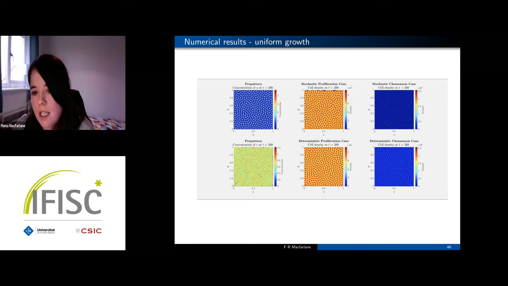For the chemotaxis case, we see that things are a little bit more stochastic in the individual based model, whereas we get these still very defined spots. In the PDE case, we kind of lose some of the definition in the individual based model.